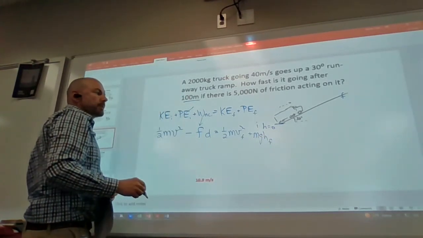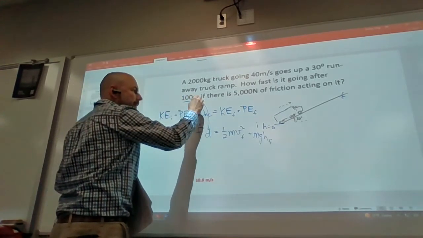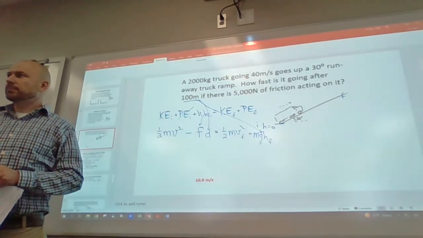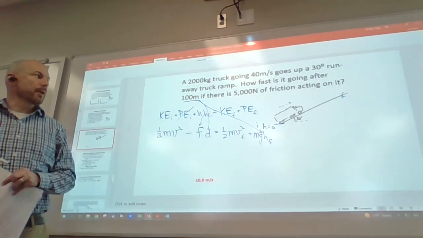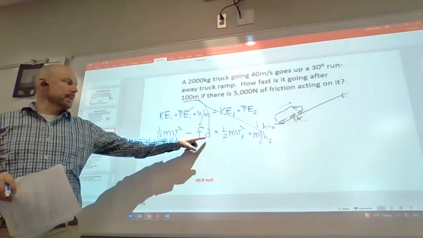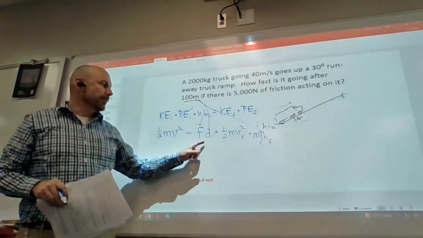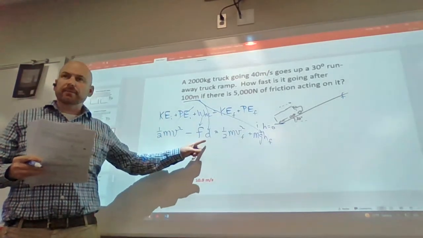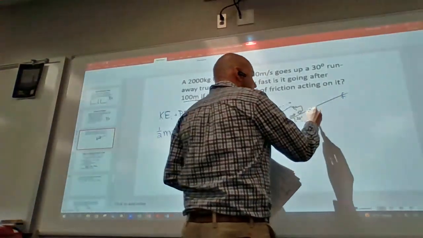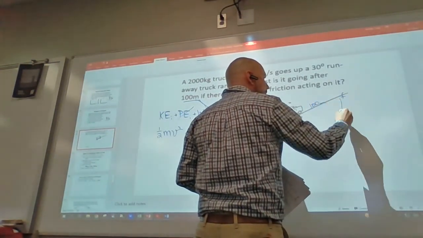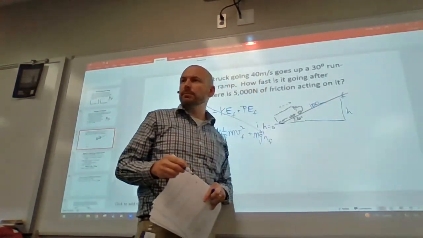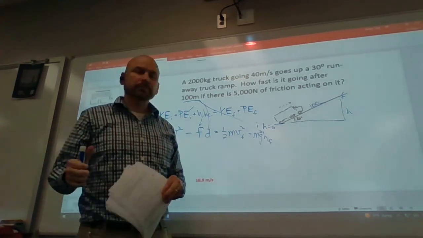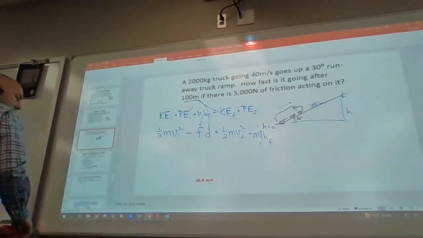100 meters. Does that go into distance, height, both, or neither? Does that go into distance? Does that go into height? Both are 100, or neither of those are 100 meters? Distance. In order to find height, you need to do some trig to find that height. Good with that? Okay. So there is that.